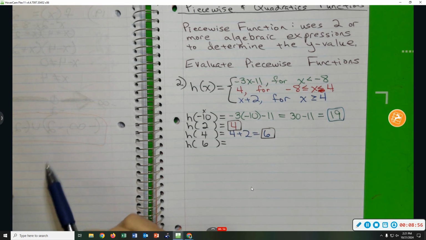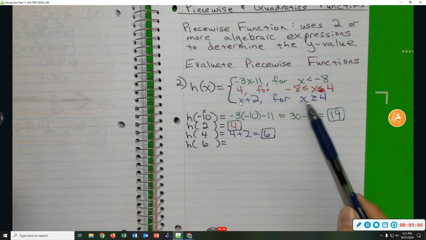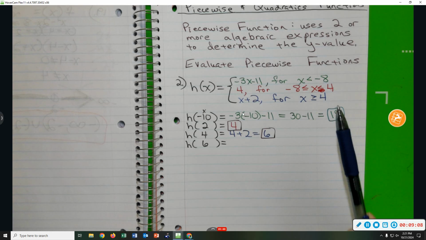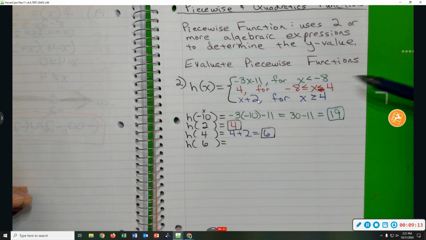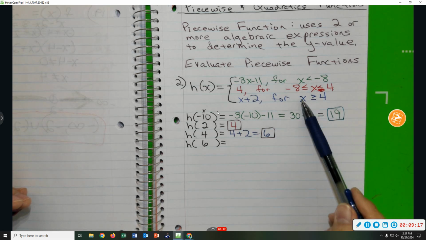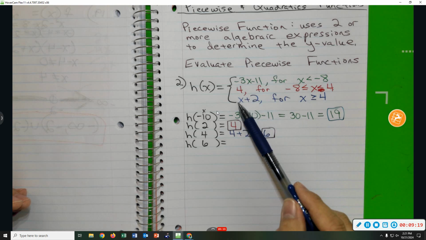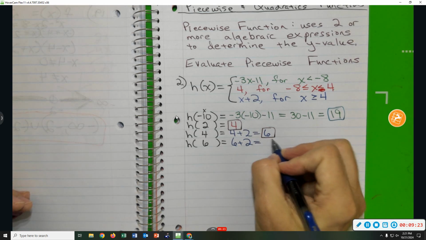Okay, I'm not going to say anything. For h of 6, which piece do we use? Green, red, or blue? The blue piece, 6 is bigger than 4. Before you can decide which piece you're plugging into, you have to look at the inequalities and compare the x value they give you. 6 is bigger than 4, so you're using the blue piece. 6 plus 2, which is 8.